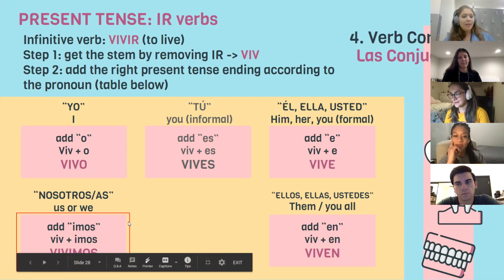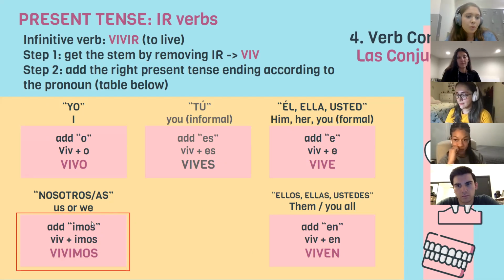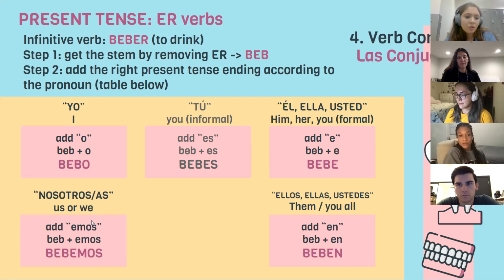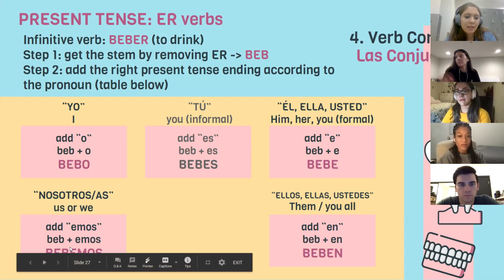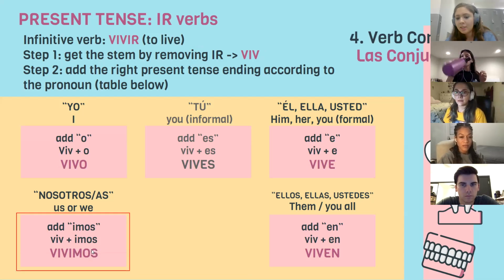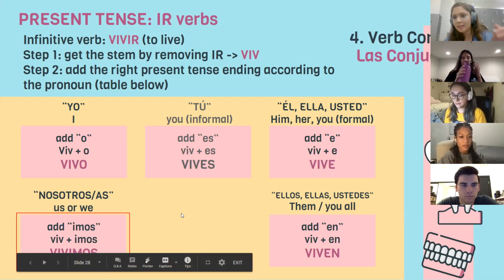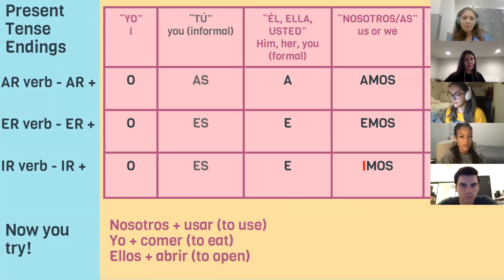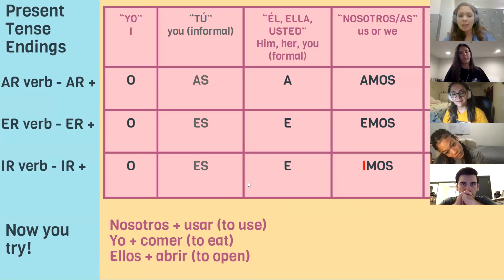Now, here is something that is different. For beber, you will keep it as emos, and for vivir, you will keep it as imos. So just add an MOS, something for you to start connecting the dots. Here's the present tense table. As long as you memorize it, you should be able to conjugate all the AR, ER, and IR verbs. Now let's put it in practice.